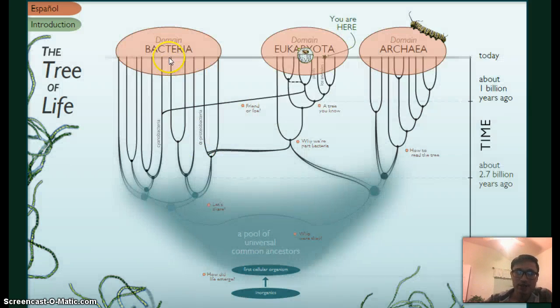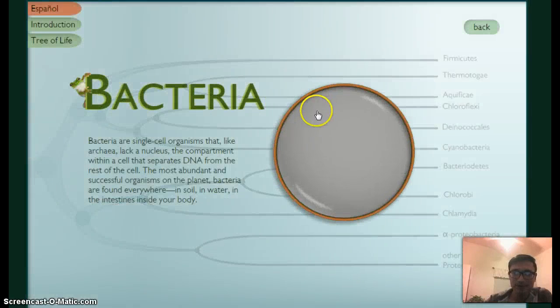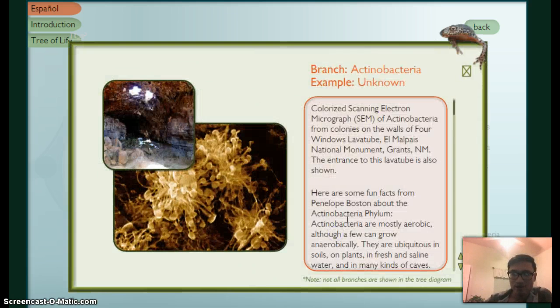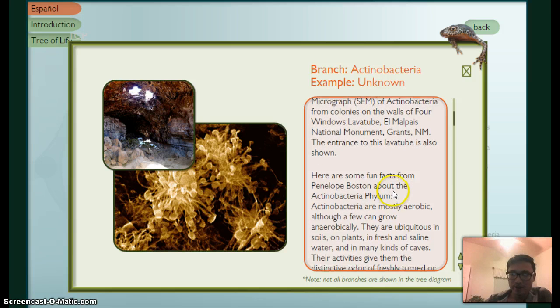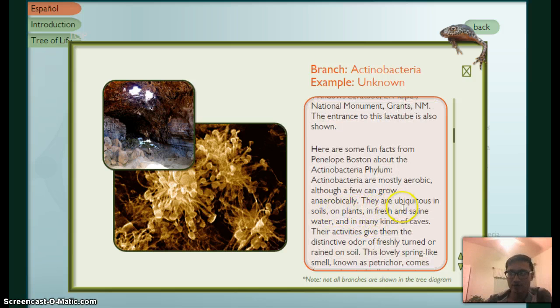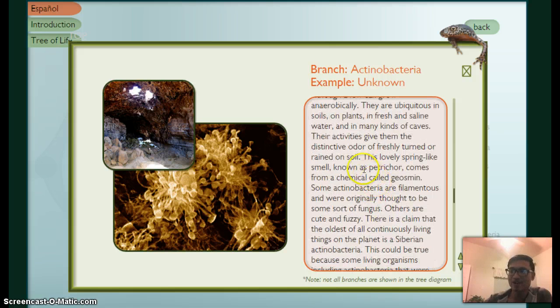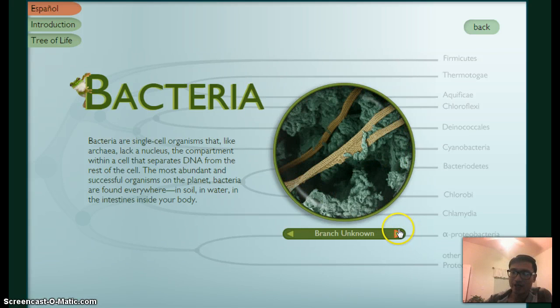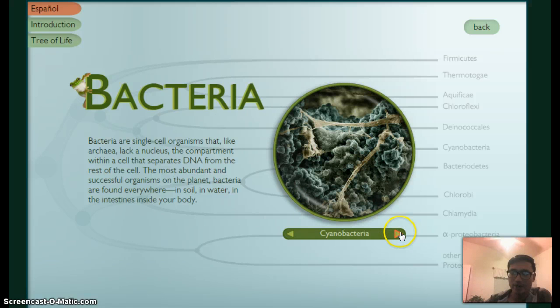Let's check out bacteria. So we had E. coli. It says here that they're single cells, they lack a nucleus, and they are the most abundant in the world. They're found practically everywhere in the soil and water, even inside the intestines of your body. And here's one called actinobacteria. Actinobacteria are found everywhere: the soil, the plants, fresh water. You see that it's very well adapted to a variety of different environments. You can go ahead and check out all these different branches.